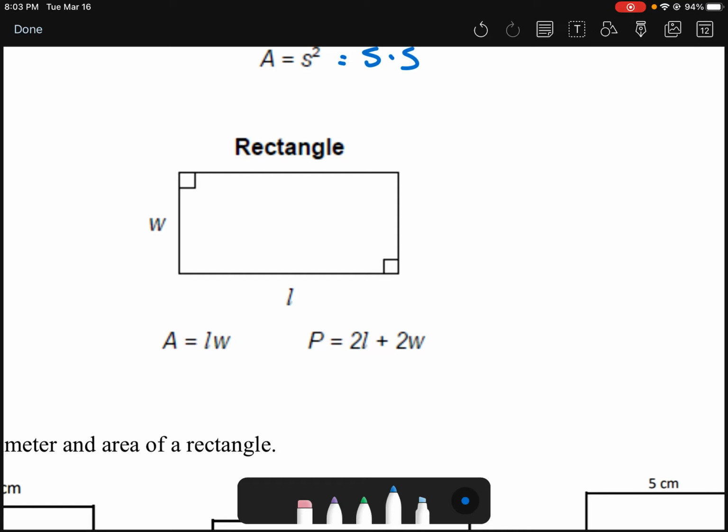For a rectangle, to find the area, it's going to be the length times the width. And then the perimeter is 2 times the length plus 2 times the width. Or you can say something like length plus width plus length plus width. You're just adding up all the sides.